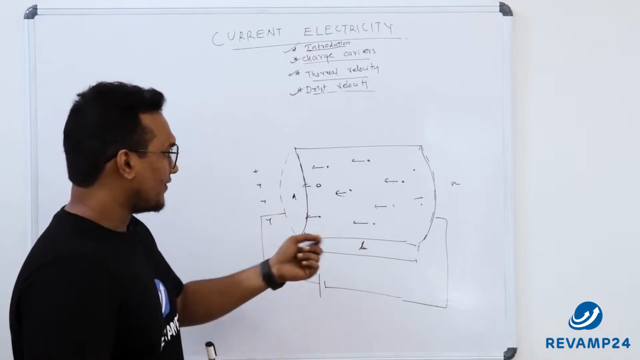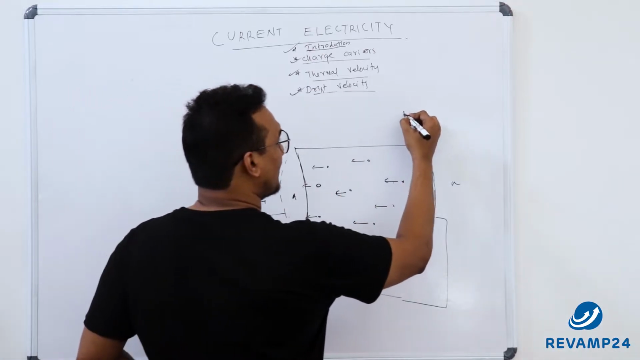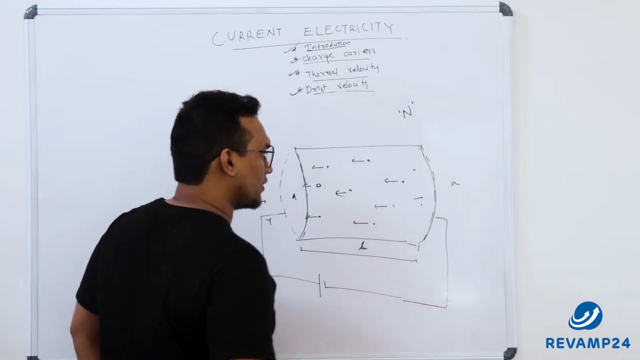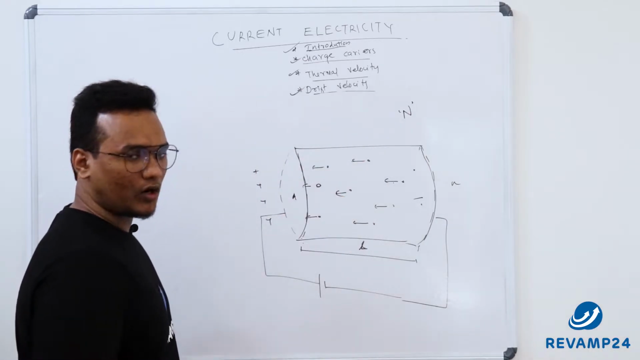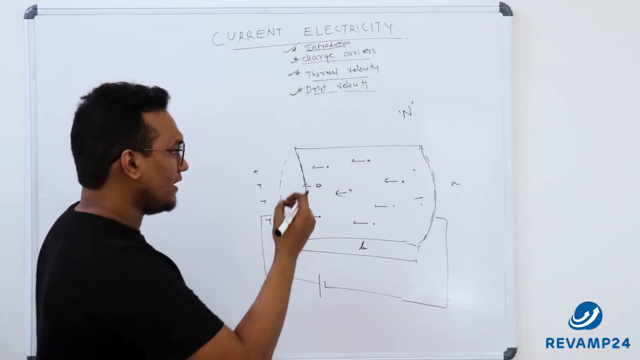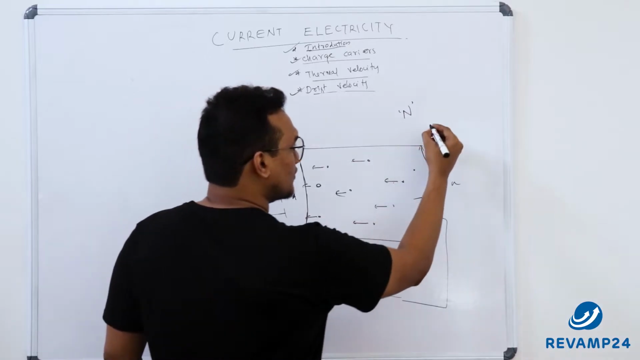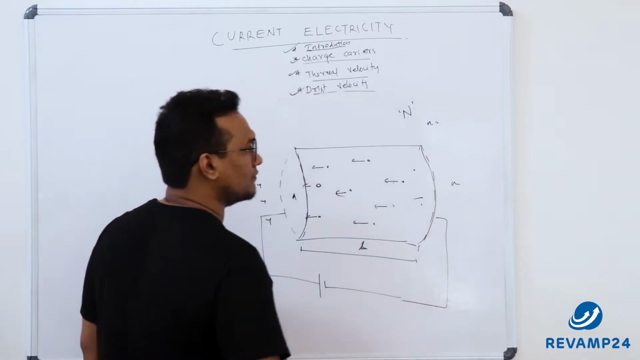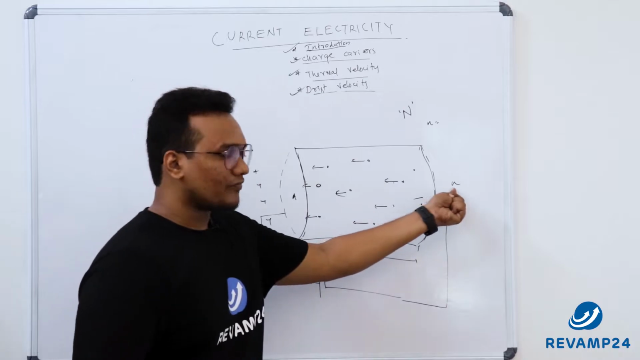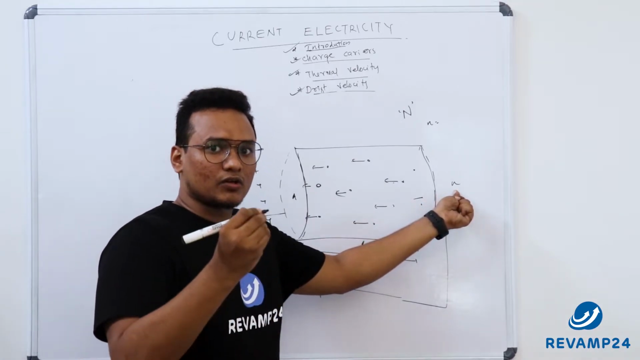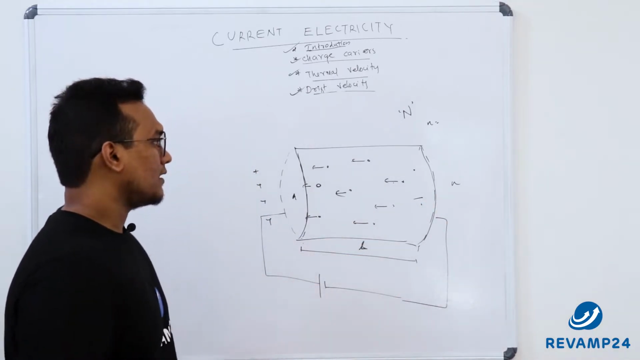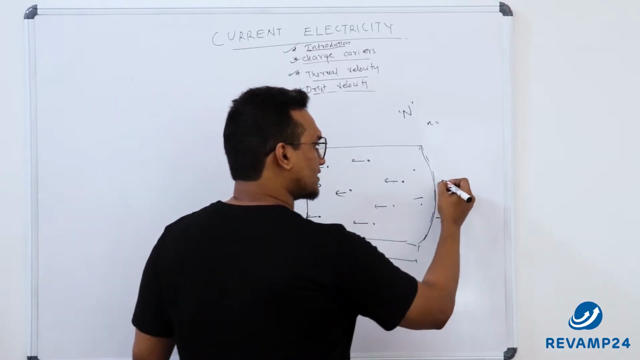Now let's say we have a total of capital N number of electrons in a conductor. Then we are going to introduce a new term, which is small n, that is nothing but the number of free electrons in unit volume. Because that is an easily measurable quantity.